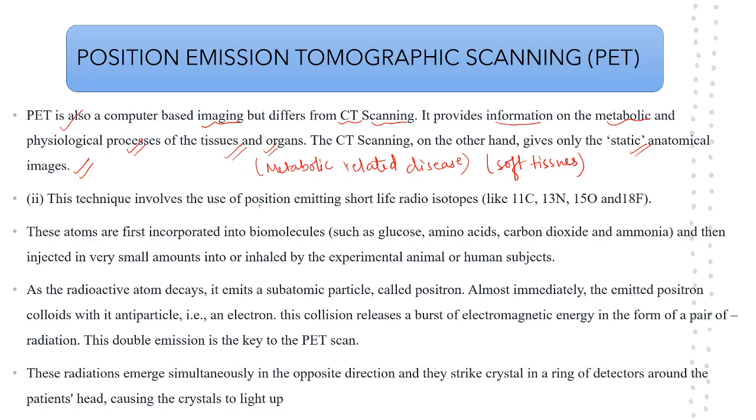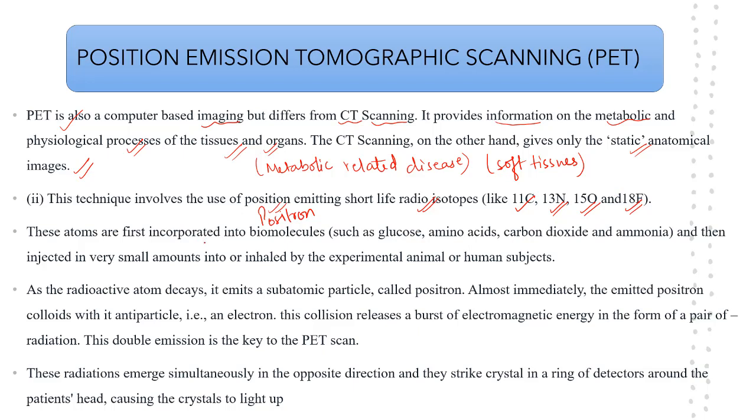This technique involves the use of positron emitting. It's not position emitting, it is positron emitting short-lived radioisotopes. There are some radioisotopes which emit positrons like carbon 11, nitrogen 13, oxygen 15, and fluorine 18. These are all radioactive isotopes of the elements.